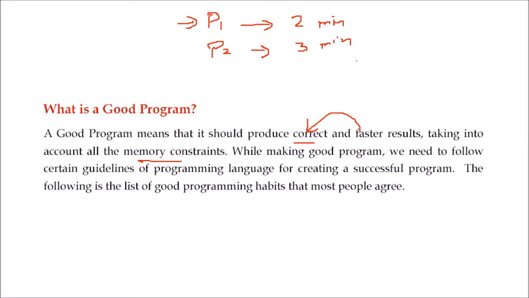Now I will add something here. This program of 2 minutes takes 10 GB memory. The 3 minute program takes only 500 MB. Which would you prefer? You will prefer the second one. So the memory constraint, all the system resources, all the computer resources, you have to see while you're making a program. So there are certain guidelines of programming languages that need to be followed when you want to write a successful program. So let us see some good programming habits.